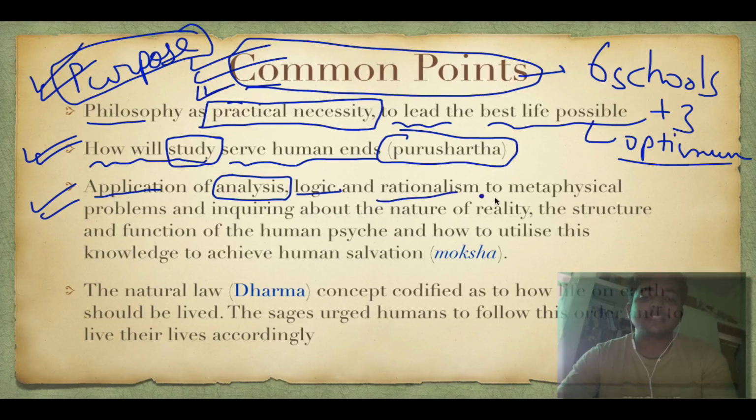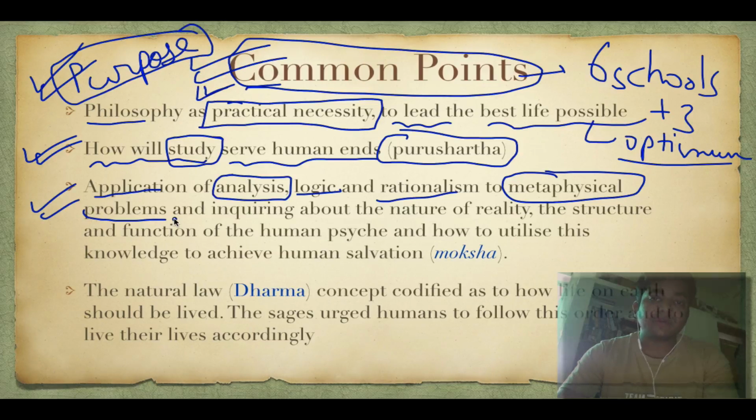Logic and rationalism applied to metaphysical problems. They are not problems like there is no water supply, there is no electricity. These are not the problems. Problems are whether one should be ethical or not, whether one should be moral or not, what is the purpose of life, and if we have access, should we feed the poor or keep it for ourselves. So these are the metaphysical problems.